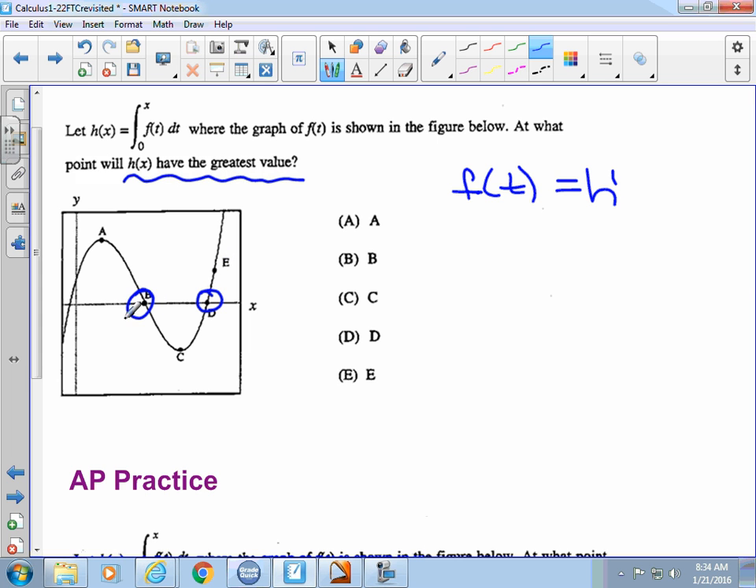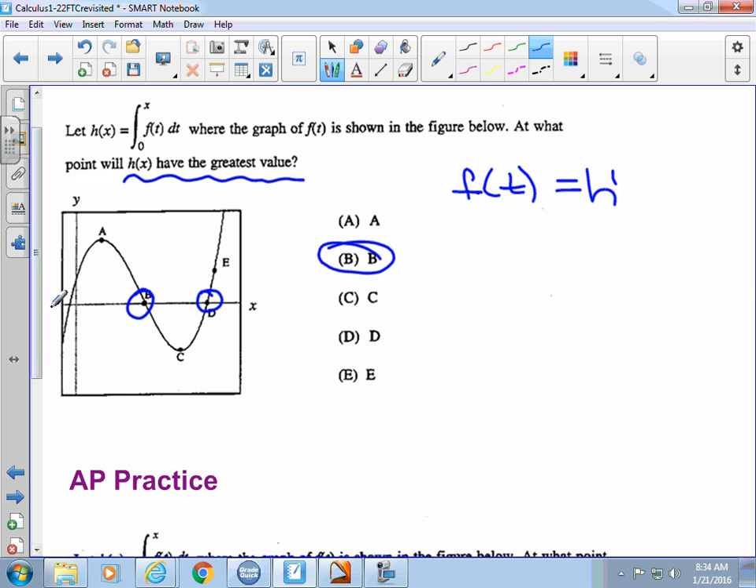So the greatest value would happen at, is that B? I circled it and got it where I can see it. Greatest value would happen at B. Does that make sense? Any questions about that? So, is this a question I've asked you before? Sort of. But this time it's integral defined instead of derivative defined.